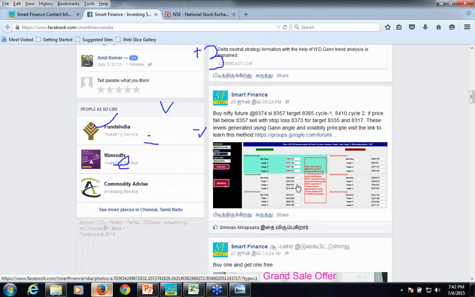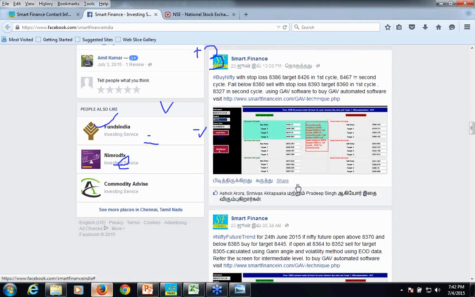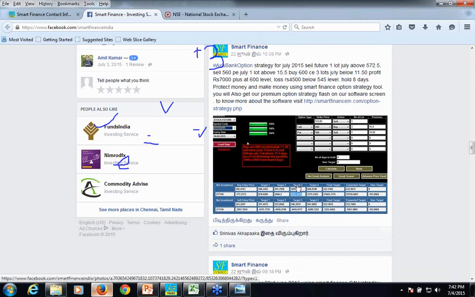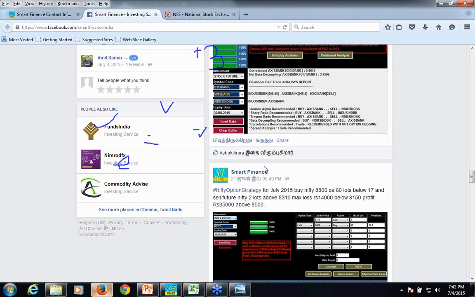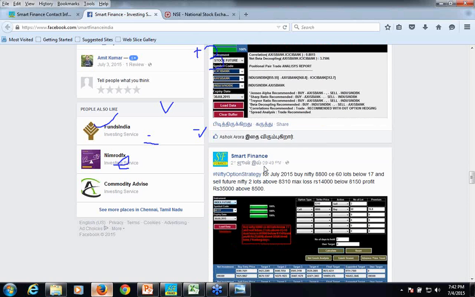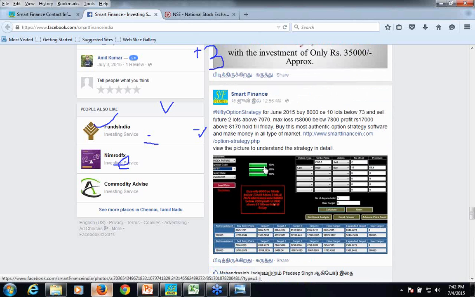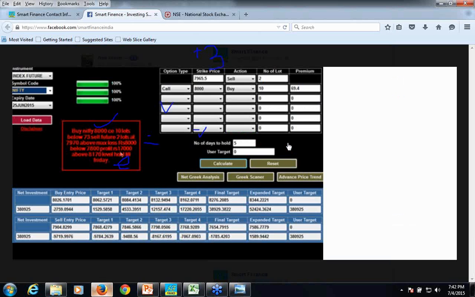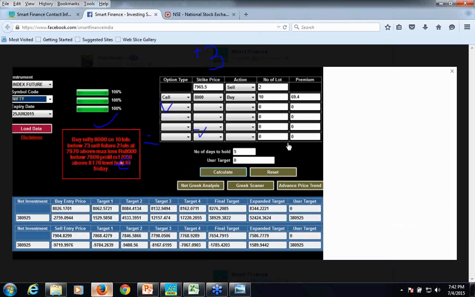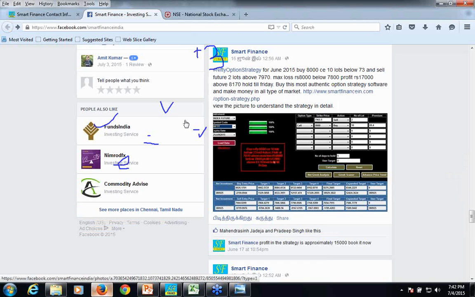So on the 16th, this is the 25th. Where is the 16th? So the 16th. 16th June 2015, exactly this one. Facebook has been given these things. The same picture that you have seen here, we have also given on Facebook.